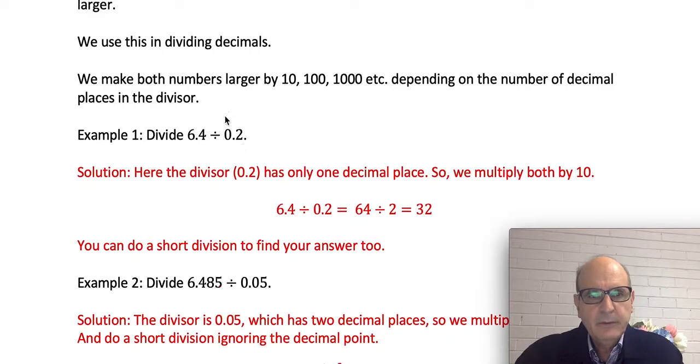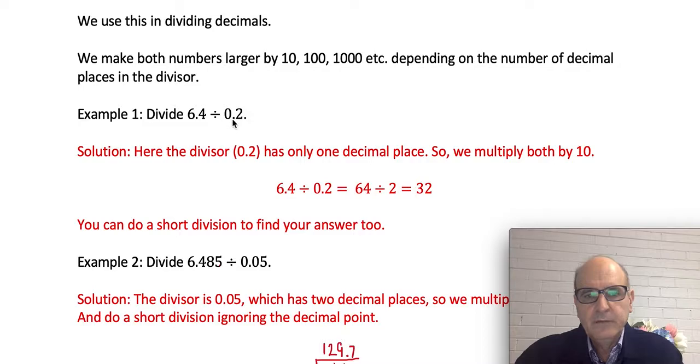The second number is called the divisor. We look at the divisor, and depending on how many decimal places it has, we multiply by 1 followed by zeros, and the number of zeros is equal to the number of decimal places. For example, here we have only one decimal place, so we are going to times it by 10, because 10 has only one zero and we have only one decimal place.